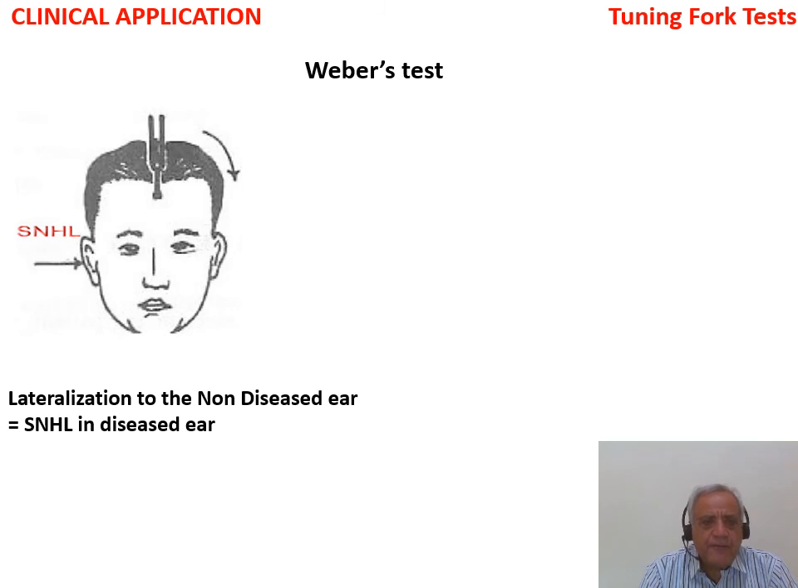So if the patient tells you that he is hearing by the better ear, by the non-diseased ear, this will mean that the problem is in the cochlea of his diseased side. So in sensorineural hearing loss, the Weber is lateralizing to the non-diseased ear.